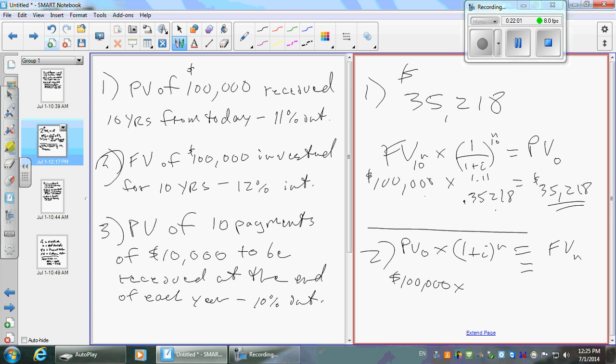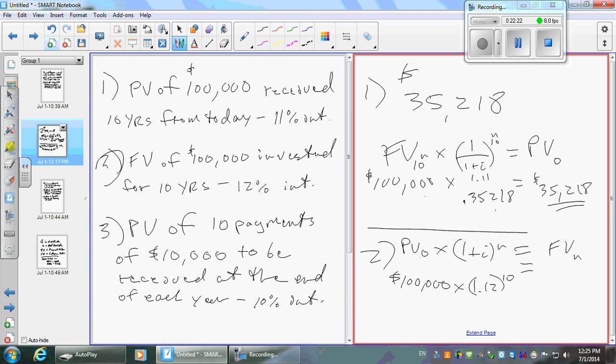What do they give you? What information do I have? Where am I at now? What do I need to know? All right, so what is this? 12%, I gave you that time? 1.12, right? Raised to, what did I say, 10 periods again? Yes. Okay, so what is that worth?